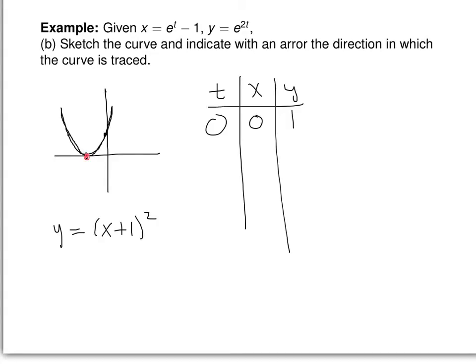If t is equal to, say, 1, we'll have e minus 1 and then e squared. So e minus 1, e is about 2.7, so we have about 1.7 and then about 2.7 squared. So that means we're somewhere over here. So the curve is being traced in that direction.